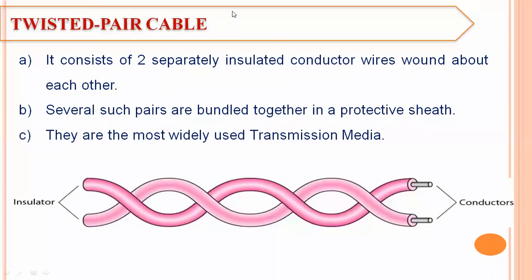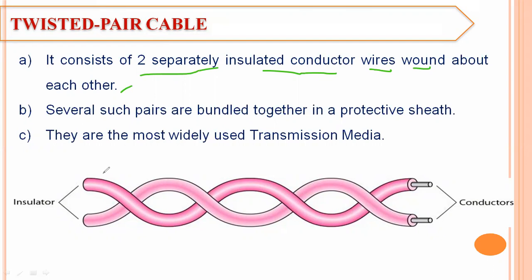Now next, first type is twisted pair cable. First type of guided media, twisted pair cable. It consists of two separately insulated conductor wires wound about each other. So this is the type of this twisted pair cable.